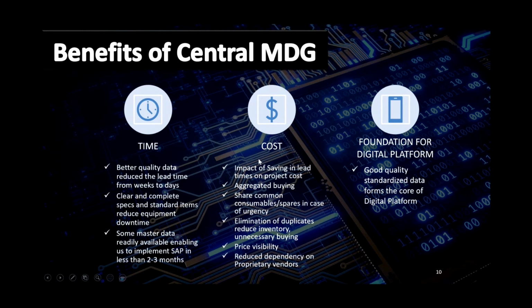The costs, now, you can guess. Impact of saving in lead times and project cost, I'll show you with an illustration later. Aggregated buying. So as I said, when we standardize on things like, for simplicity's sake, I will take IT items, printers or laptops or PCs, then I can do the aggregated buying across the businesses and have better discounts and better prices. Share common consumable spares in case of urgency, which we discussed.